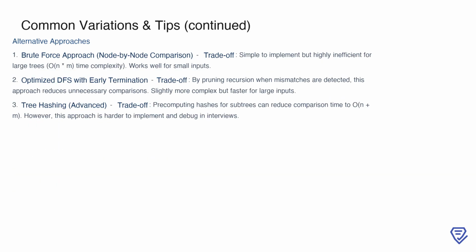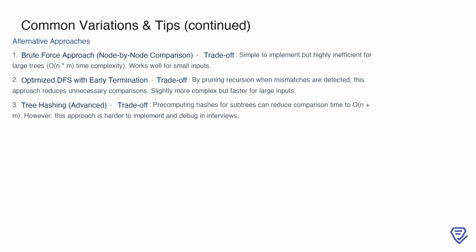There are also alternative approaches to solving this problem, each with its own trade-offs. The brute force approach, which involves comparing nodes one by one, is straightforward and simple to implement. However, it's highly inefficient for large trees, with a time complexity of n*m. While it might work fine for small inputs, it's not ideal for more complex cases. A more optimized method involves using DFS with early termination. This approach prunes unnecessary recursion by stopping comparisons as soon as a mismatch is detected. It's faster for larger inputs but does require slightly more complex logic.